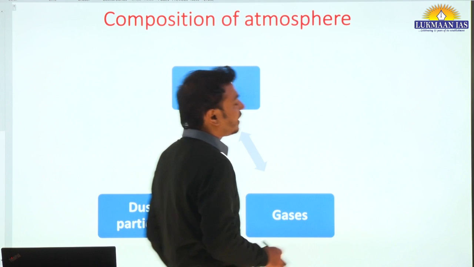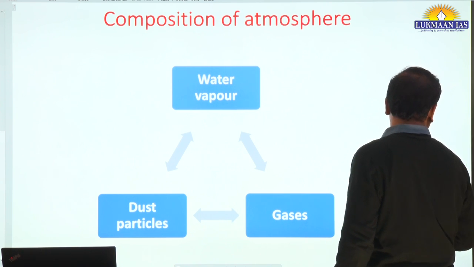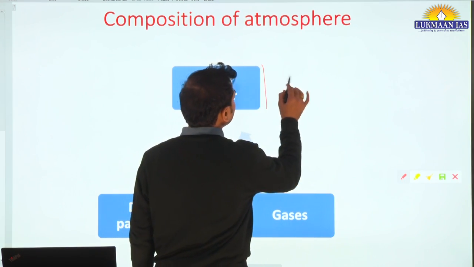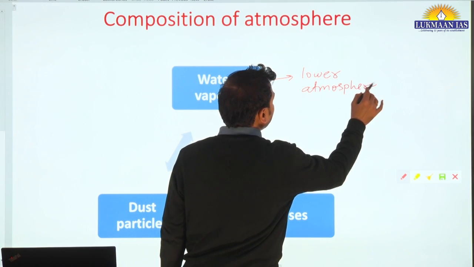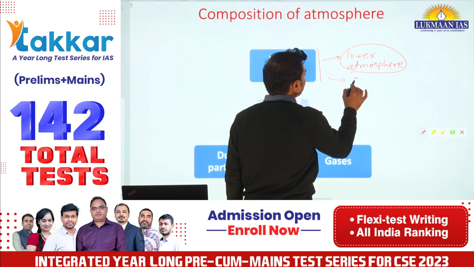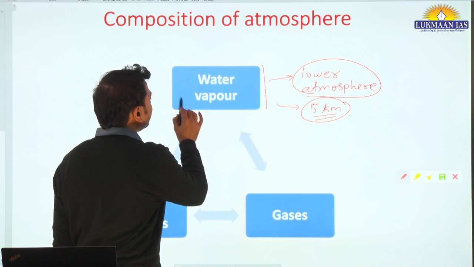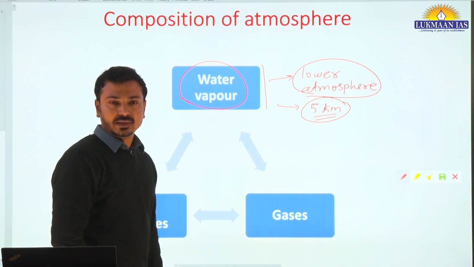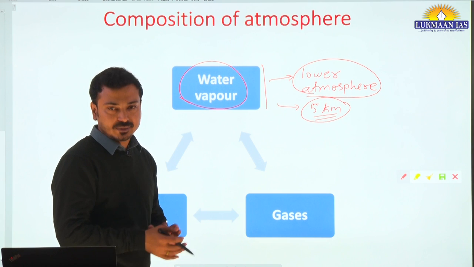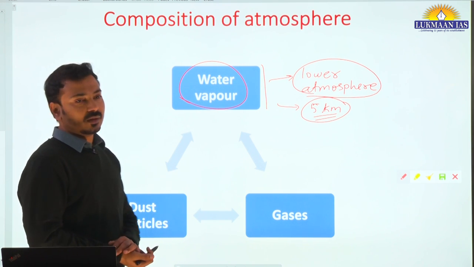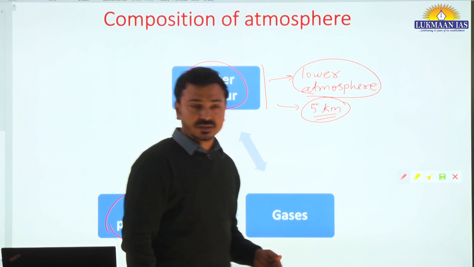Yes, so gases. Thereafter, water vapor is an important component of our atmosphere, and you should know that water vapor is largely concentrated in the lower atmosphere. Around 90% of the water vapor is up to 5 km of height, and it is climatically very significant, because water vapor influences most of the aspects of atmospheric stability and instability. Thereafter, dust particles are an important part of the atmosphere, and they also influence various phenomena.